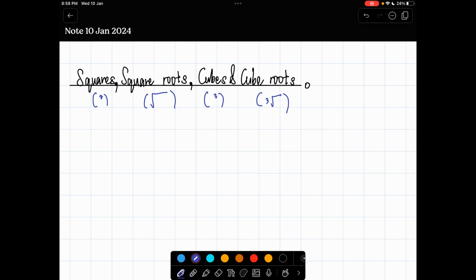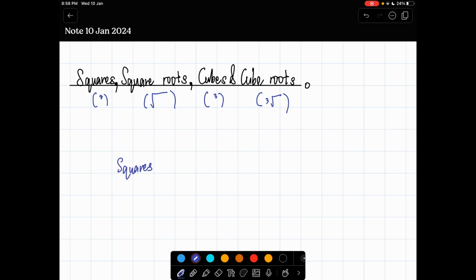This chapter might be my most favorite chapter of all time. I think I've said that before, but still, this one takes the throne as my favorite chapter of all time. It's mainly because of how simple it is to understand. But don't worry, we will be going through each one of these terms one by one. So as you can see, the title itself says squares, square roots, cubes and cube roots. So let's start with the first one, squares. So what is squares?